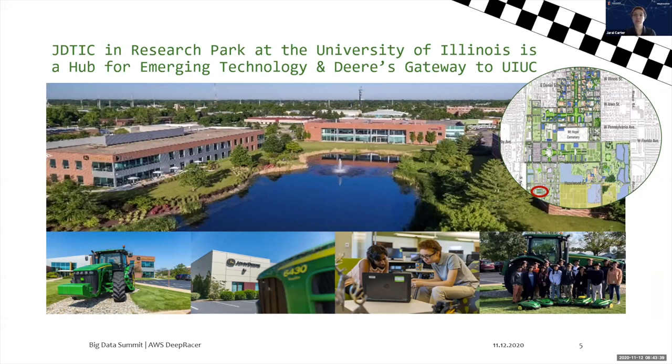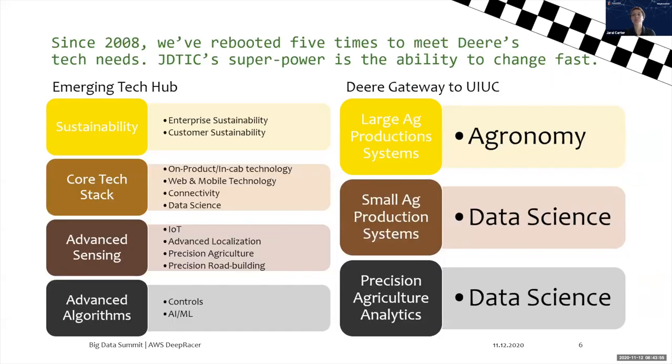And so we actually have two buildings in Research Park. So in the bottom left is a picture of the outside of our office building. If you drive by, you'll see our green tractor out front. And then right next to that is our lab. And we also refer to it as the garage, since it literally is a massive garage. So since 2008, we've basically rebooted like five different times to meet Deere's tech needs. So one of our superpowers, so to speak, is this ability to be able to change fast with the changing needs, especially in the ag tech field.